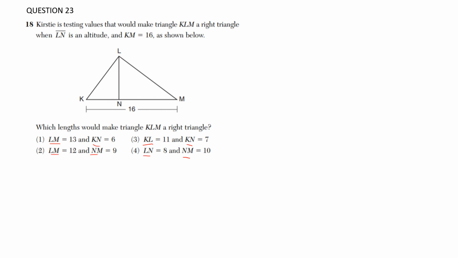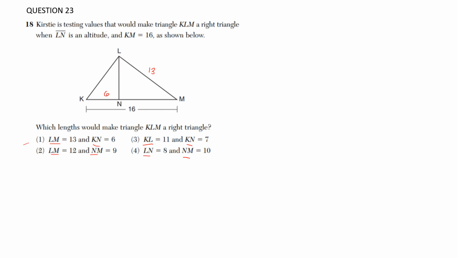The best thing probably to do here is just to go through each choice and see if they would make sense. So let's go with choice 1 first. Choice 1 says, and I'll write this in red and we'll erase it if it's wrong, LM is 13, and KN is 6.